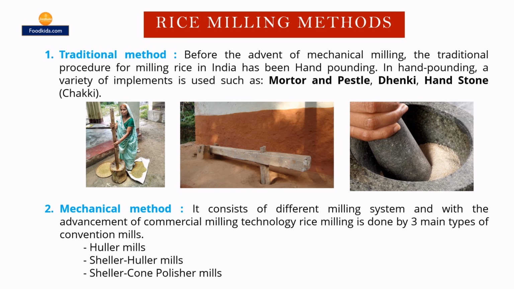This pounding method is followed by fine cleaning, that is the winnowing process in a woven bamboo tray, and this winnowing process is used to separate the unmilled paddy grain from the rice.